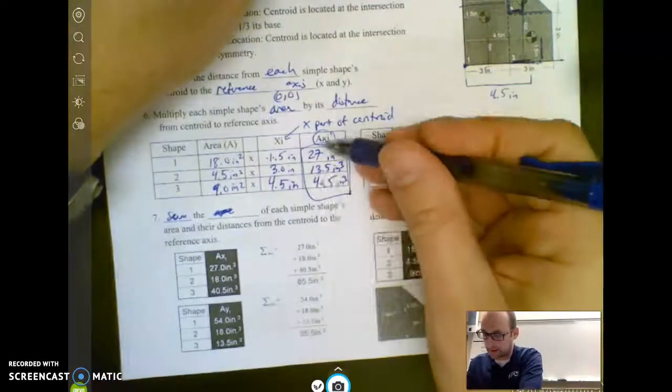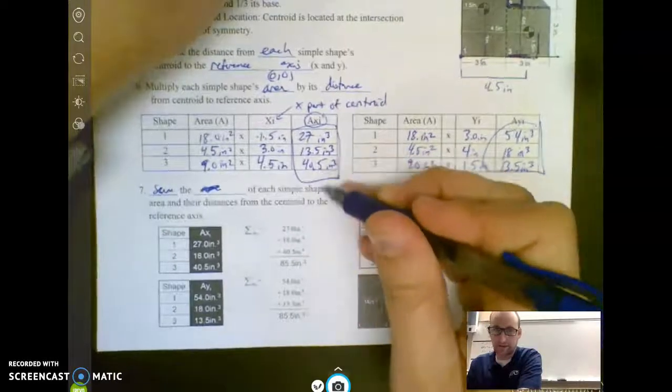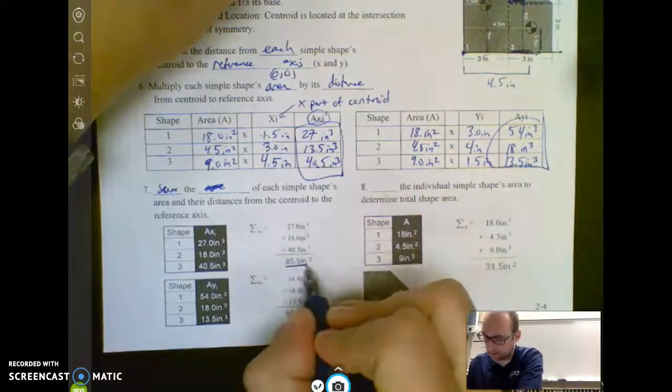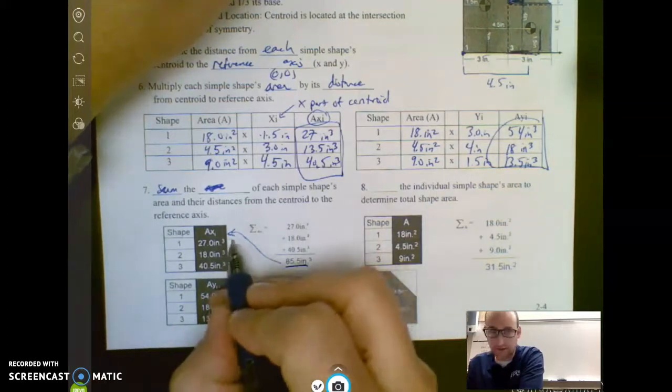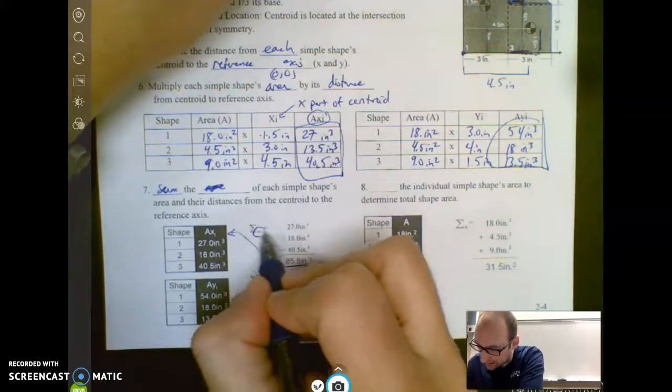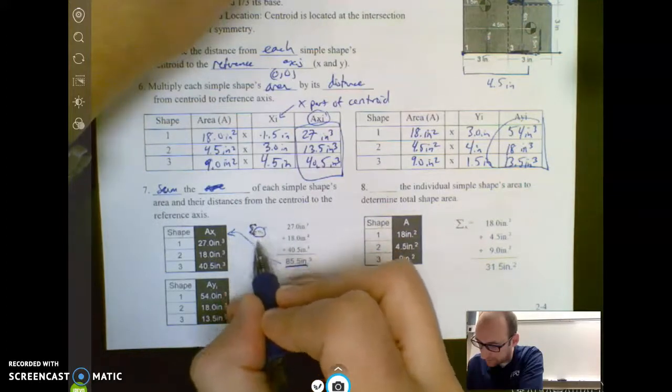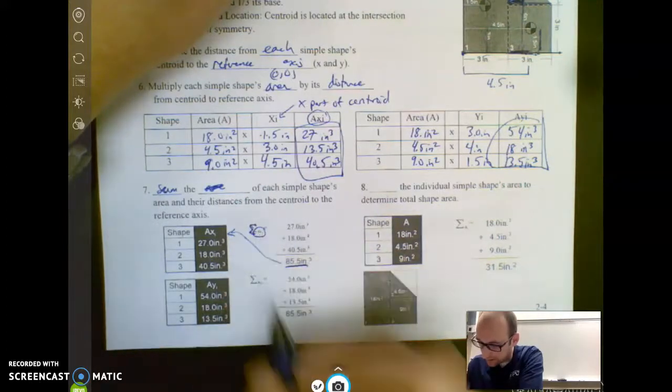So if we look at this and I add up 27, 18, 40.5, you get a total of this. And it's important to keep track of it, that this is the sum of the x parts times the areas. If you read that down there, this is a little symbol for sum, and that's A with the x i.